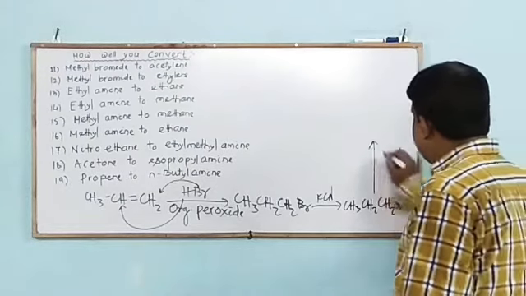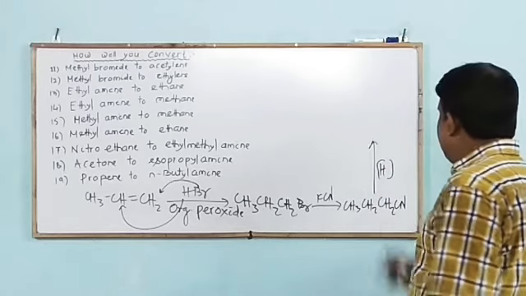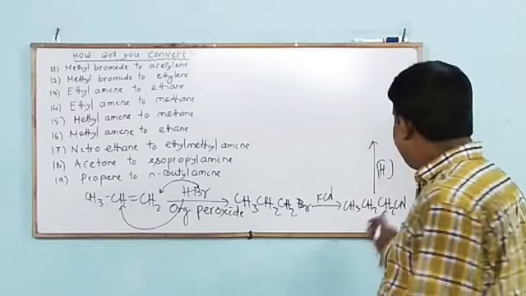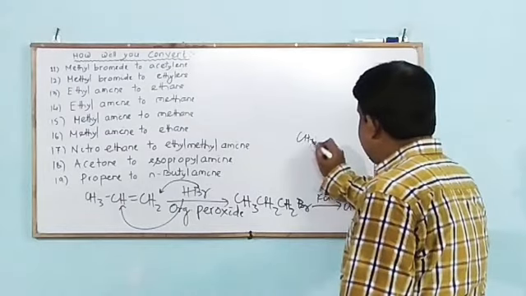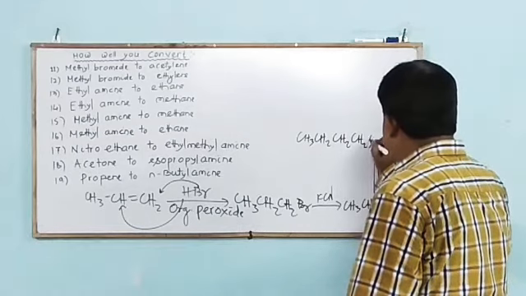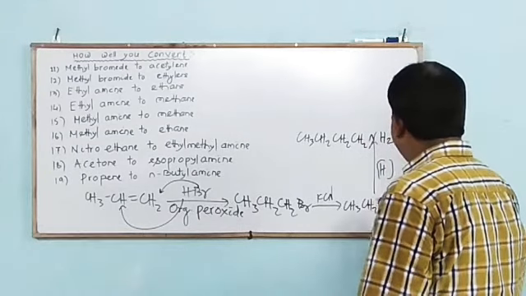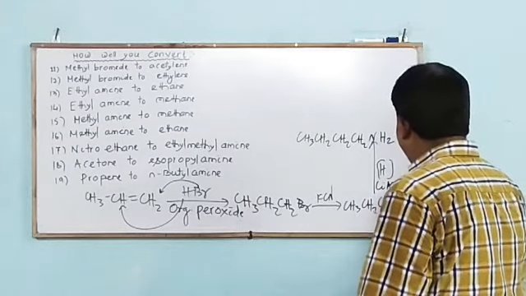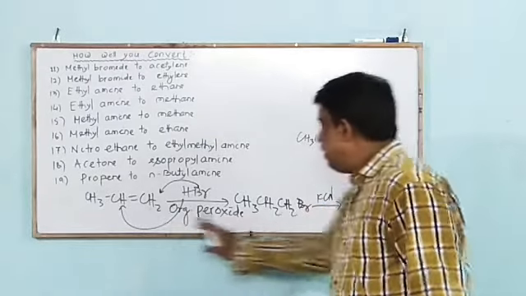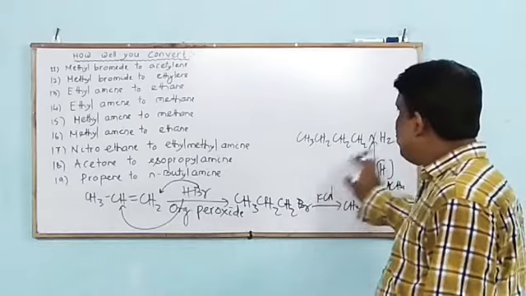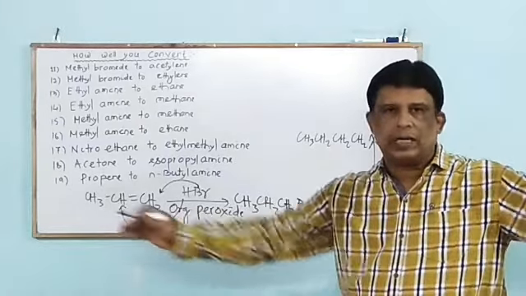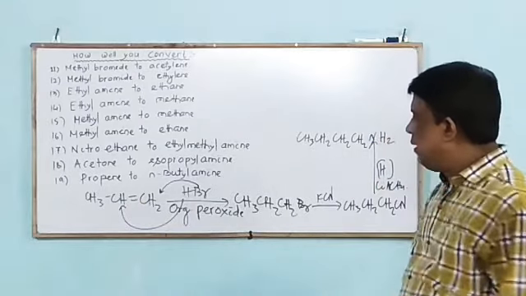Propyl cyanide, when reduced in the presence of lithium aluminum hydride, forms CH3CH2CH2CH2NH2. So in this way, propene is transformed to N-butylamine. N stands for normal, or straight chain.